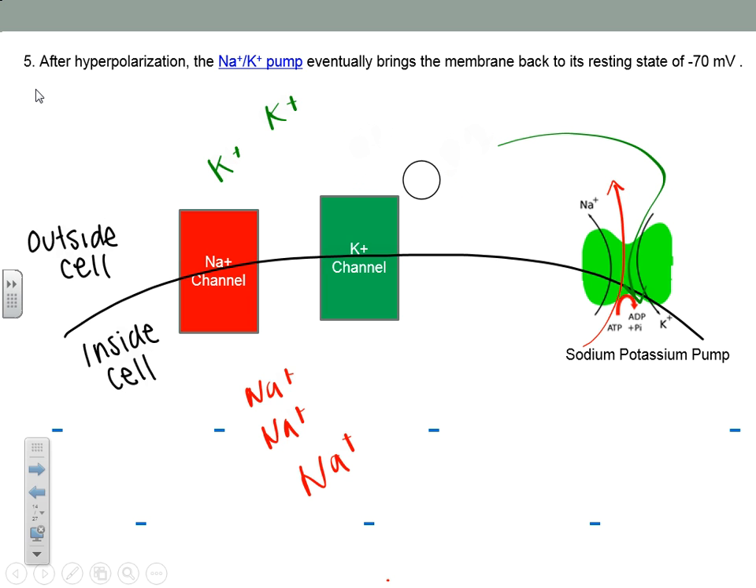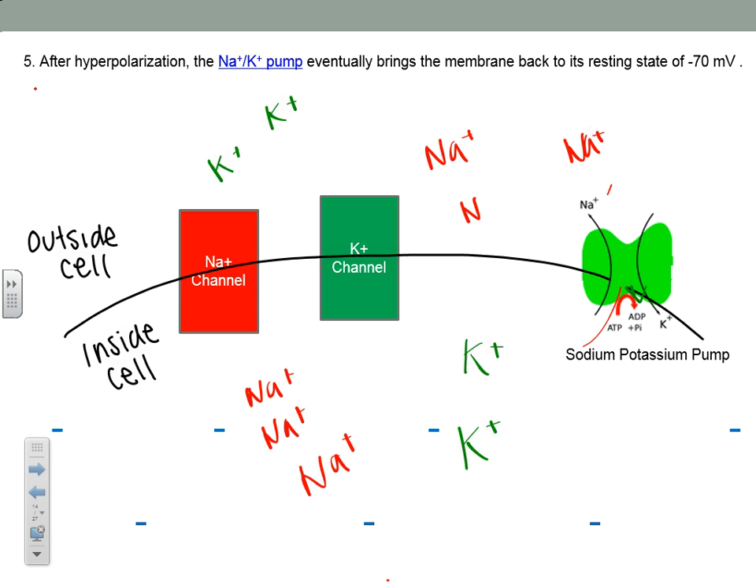So move these guys. So now I've pumped 2 potassium ions back into the cell and 3 sodium ions back out of the cell. Okay, because remember to start, we had more sodium outside the cell than potassium. Okay, and then it would continue to pump until we're getting back to our resting membrane potential where we had an overall negative charge on the inside of the cell.